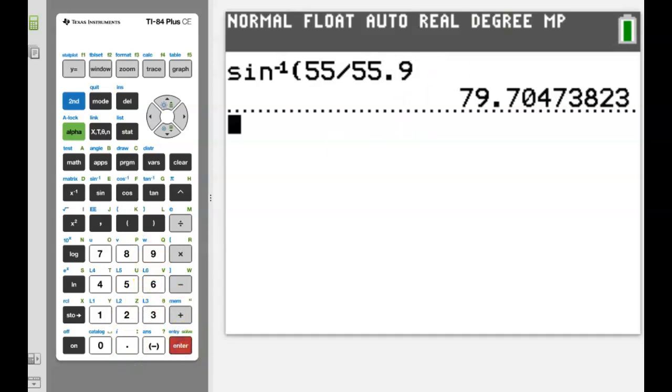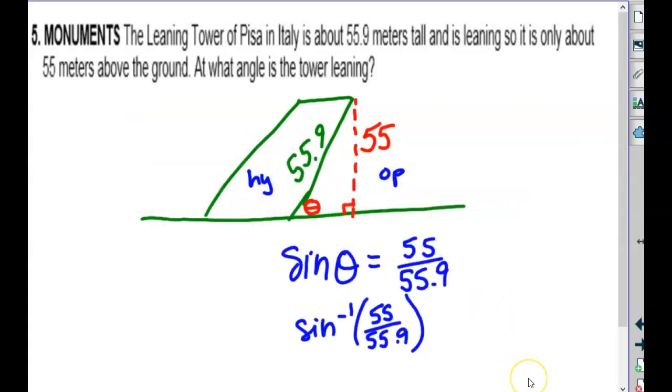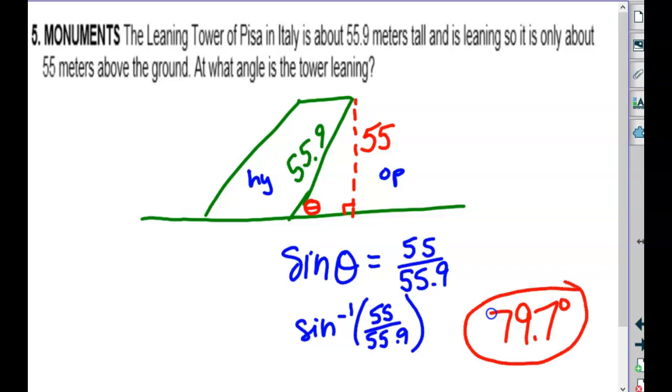Okay, 79.7. Wow. It's more than I thought. It's about 80 degrees, so it's got a 10 degree lean in it. Everybody good?